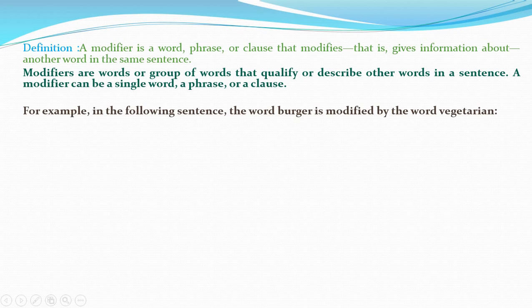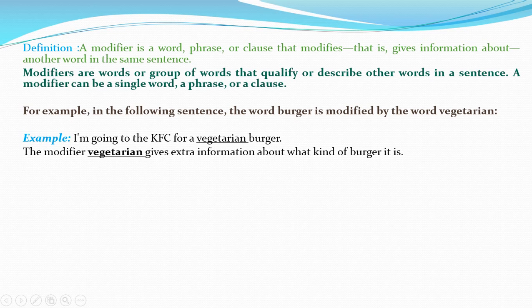For example, in the following sentence, the word burger is modified by the word vegetarian. I am going to the KFC for a vegetarian burger. So vegetarian gives extra information about the burger. We can say, I am going to the KFC for a burger, but we have added the word vegetarian to extend the meaning of burger, to make it more specific. The modifier vegetarian gives extra information about what kind of burger it is.